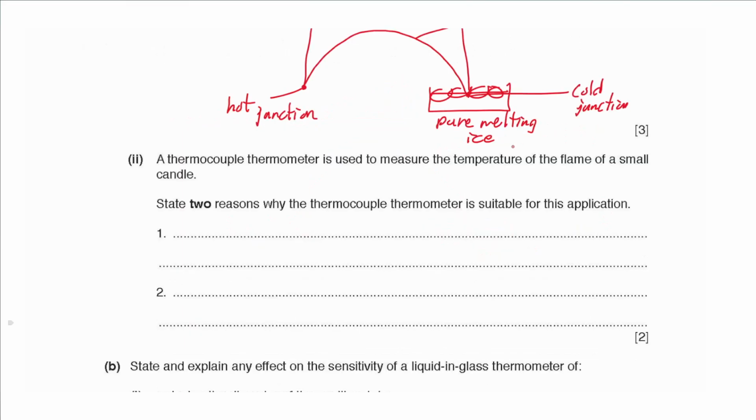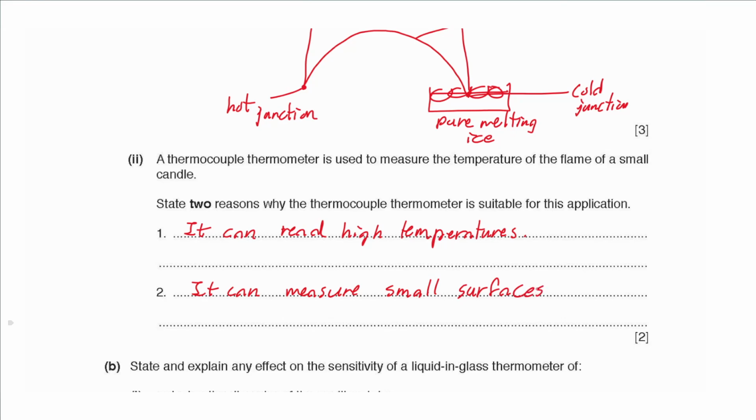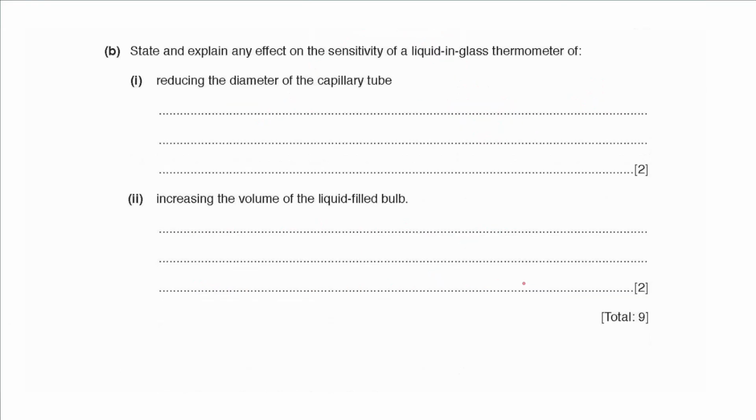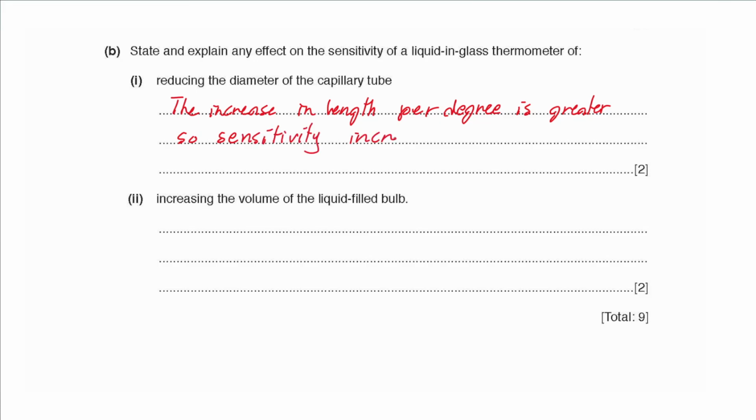Part ii says a thermocouple thermometer is used to measure the temperature of the flame of a small candle. State 2 reasons why the thermocouple thermometer is suitable for this application. It can read high temperatures, like the temperature of the flame, and it can measure on small surfaces. Part B says state and explain any effect on the sensitivity of a liquid in glass thermometer of reducing the diameter of the capillary tube. This causes the increase in length per degree Celsius to be greater, so sensitivity increases.